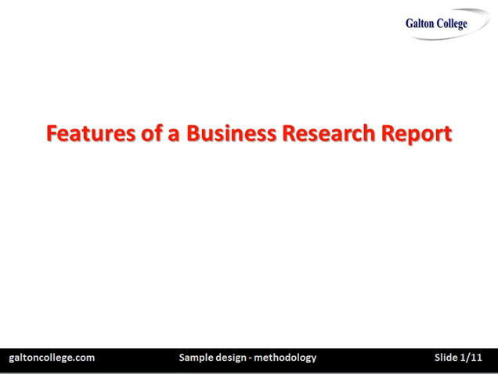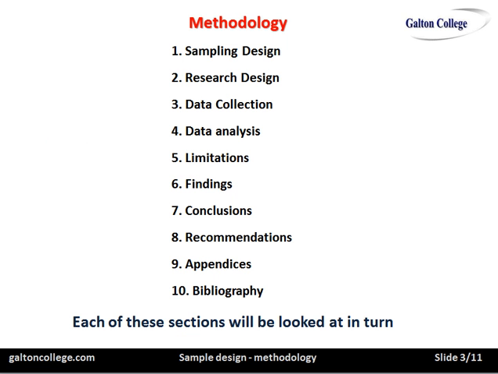Now we'll start by just mentioning here the methodology. Well, the methodology for a project of this nature may include the points that we've got on that list. So it may include something about the sampling design, about the research design itself, how the data is collected, how the data is analysed, the limitations of the exercise, how the data was collected and analysed may be criticised, there may be issues and problems. What are the findings, and out of the findings what conclusions and recommendations may be drawn, the appendices and bibliography.